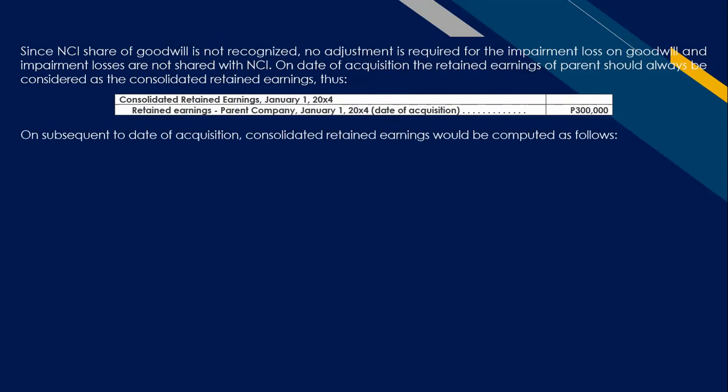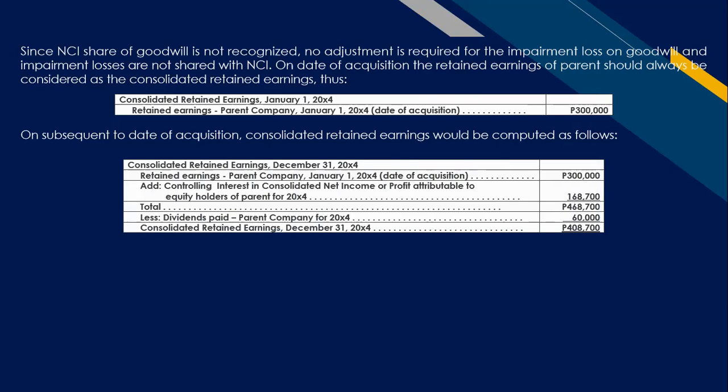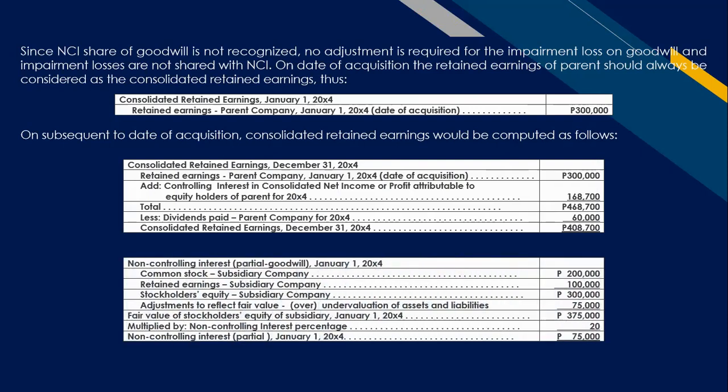On subsequent to date of acquisition, consolidated retained earnings would be computed as follows. So we have now the consolidated retained earnings of parent, 300,000. Then we add the controlling interest in consolidated net income or profit attributable to equity holders of parent for 20x4. Then we have the total. We deduct the dividends paid parent company for 20x4. We have the consolidated retained earnings. Then we have now the non-controlling interest, the common stock, the retained earnings. We have the total. Then the adjustments to reflect over under valuation of assets.